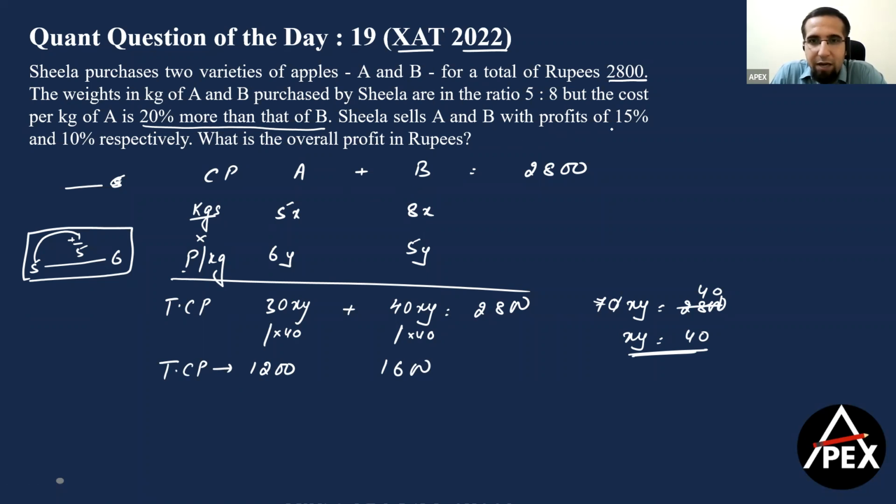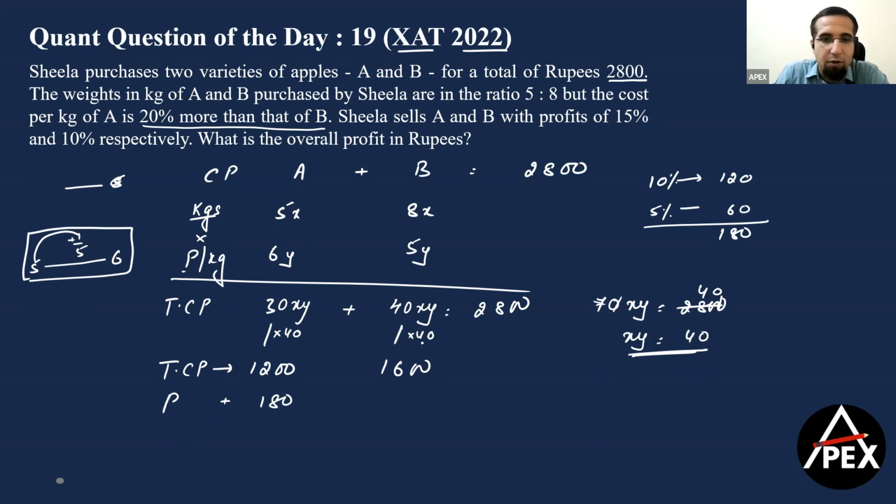Now, Sheila sells A at a profit of 15%. So 15% of 1,200, I repeat, 15% is 10% plus 5%. Now, 10% of 1,200 is 120. Now, 5% is half of 10%, so half of 10% becomes 60, which will give you how much? 180 rupees is the profit made here.